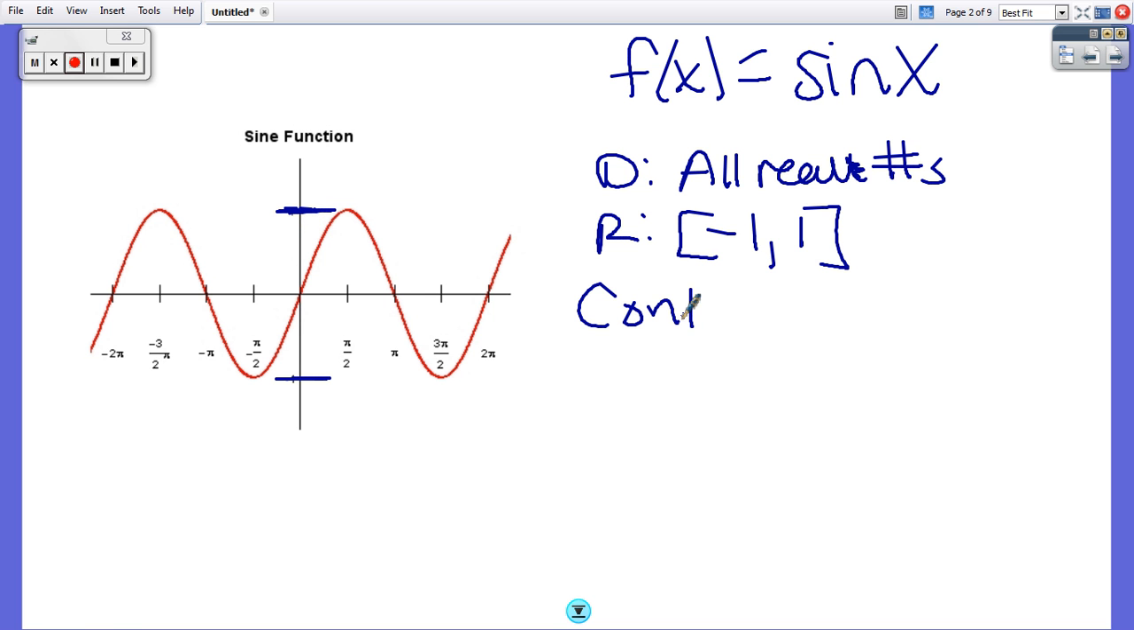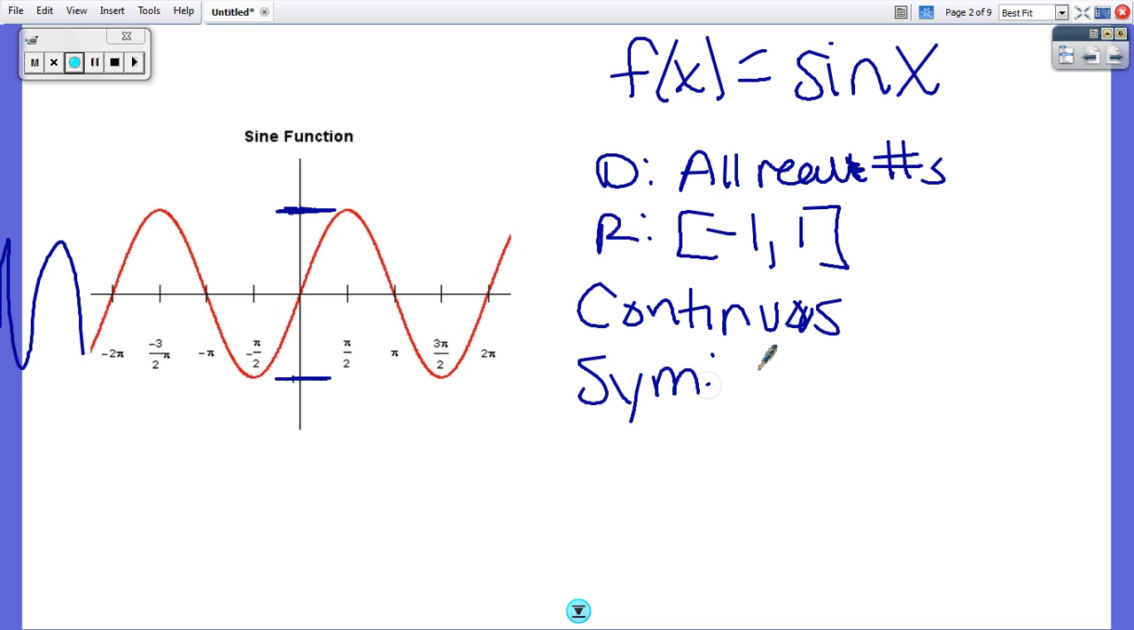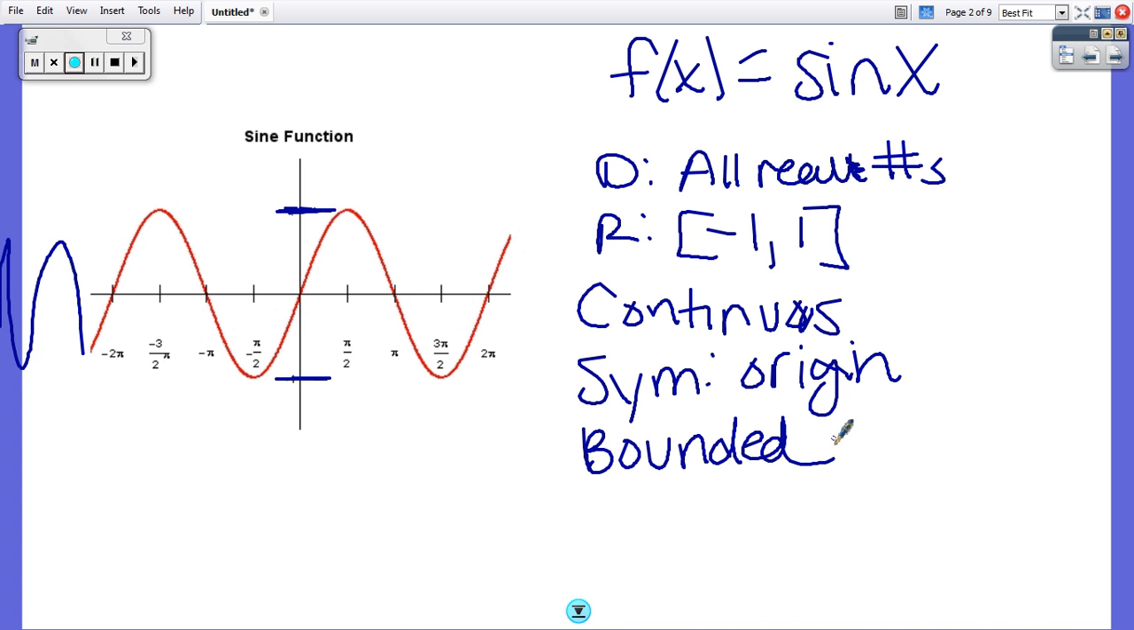The function is continuous. That means that it will keep doing this over and over in both directions forever and ever and ever. It is symmetric about the origin. So it has symmetry around the origin. You can see that the function is bounded because it has a lower bound and an upper bound, so remember we call that bounded.